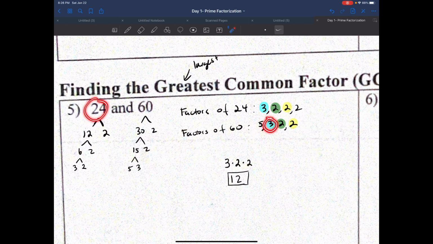3 goes into 24 and 60, but it's not the largest number. 2 goes into 24 and 60, but it's not the largest factor. 2 here, same thing, right? So 12 in this case is the largest number that goes into 24 and 60 at the same time. Okay, so this is my greatest common factor.